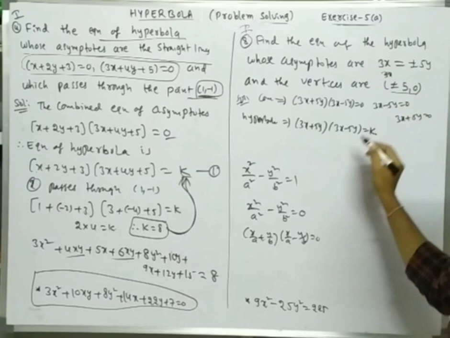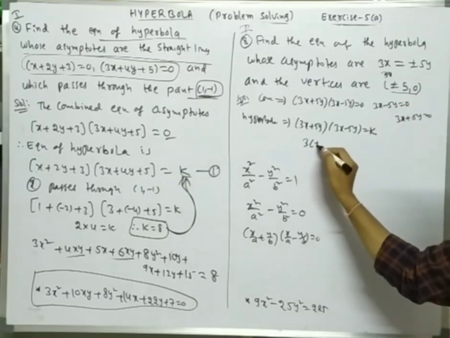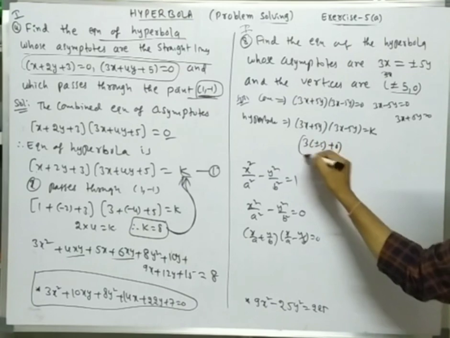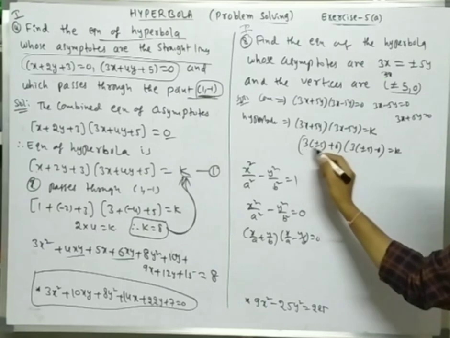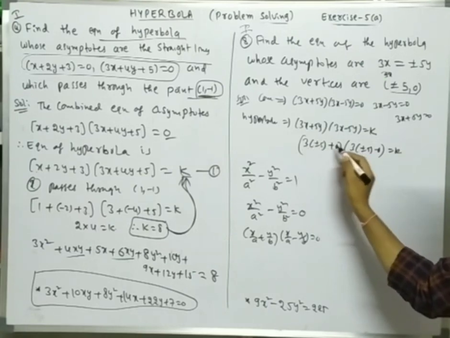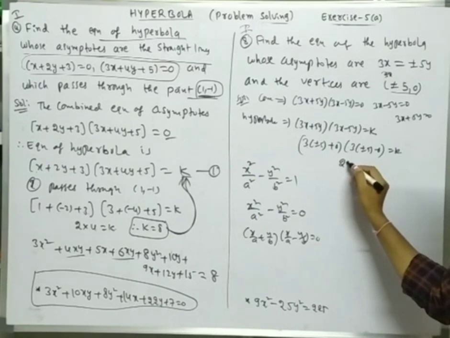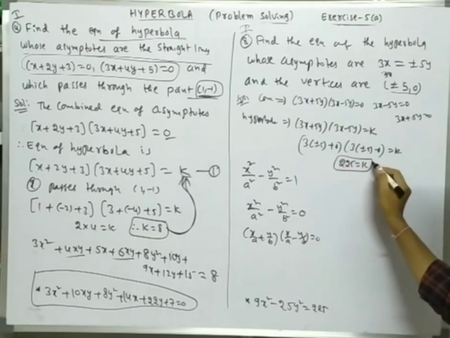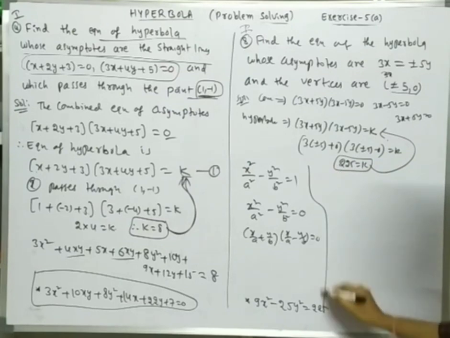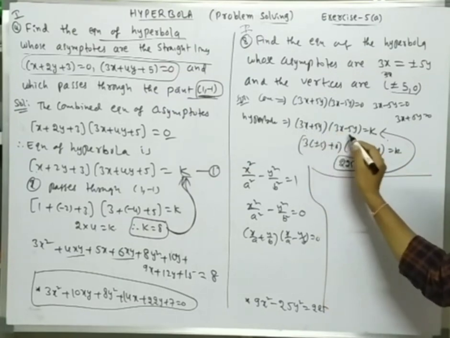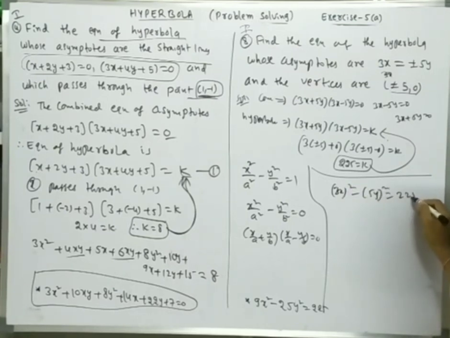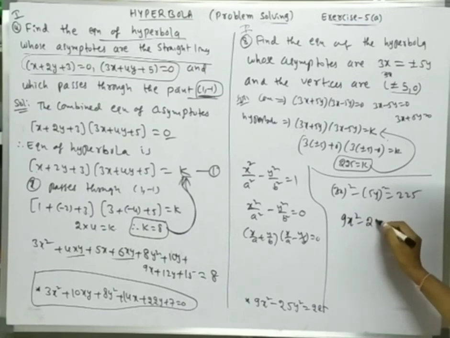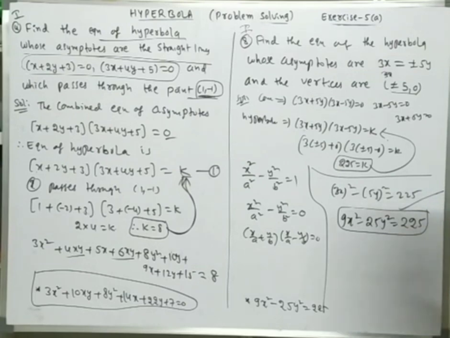So this is passing through (±5, 0). So (3 into ±5 plus 0)(3 into ±5 minus 0) is equal to k. So the product, 3 fives are 15, ±15 into ±15 is 225. The k value is 225, so substitute it in this one. Finally you will get (a plus b)(a minus b), a squared: (3x) whole squared minus (5y) whole squared is equal to 225. So finally 9x squared minus 25y squared is equal to 225. This is the equation of the required hyperbola.